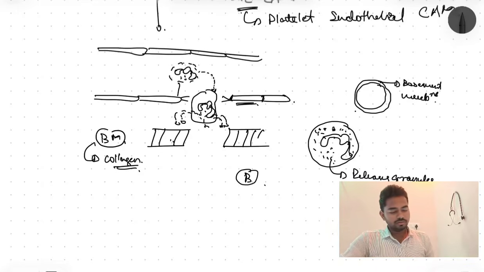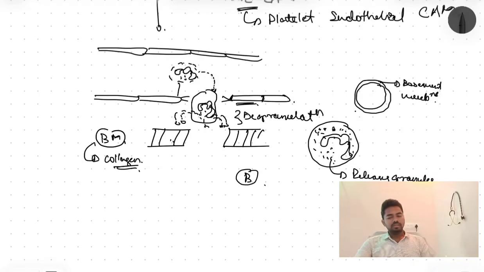What is this, guys? This step is degranulation. When degranulation occurs, basement membrane will be digested by collagenase, and neutrophil came out of the blood vessel.